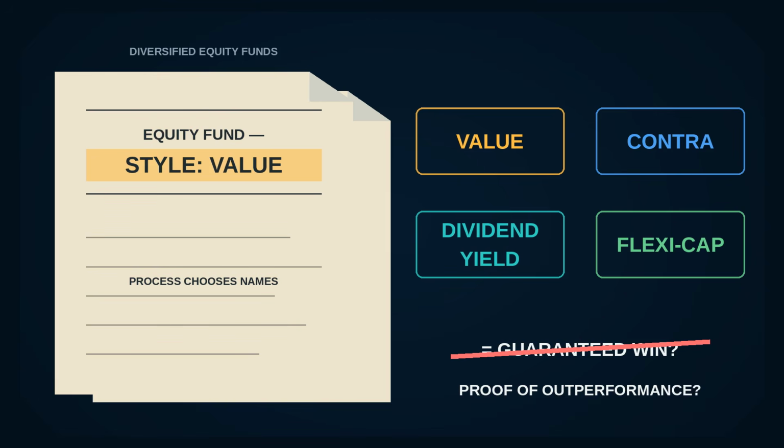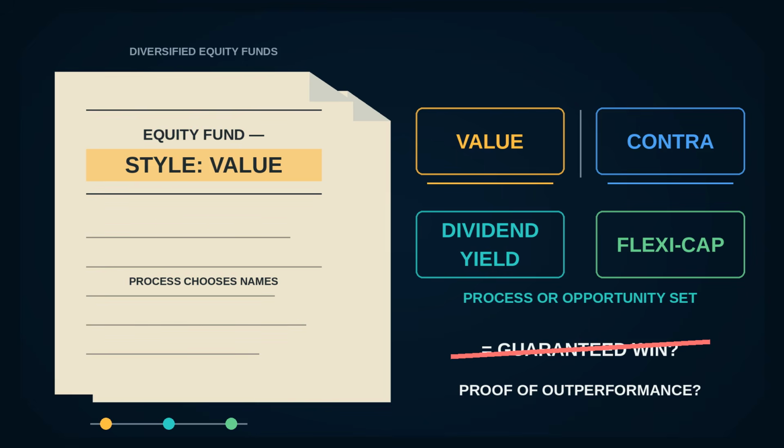By the end, you will name the three path families on the map, unpack value and Contra as separate ideas, and read each label as a process or opportunity set. You will reject converting any style label into an outcome guarantee. This is investor education, not a recommendation to buy, sell, or hold any fund.